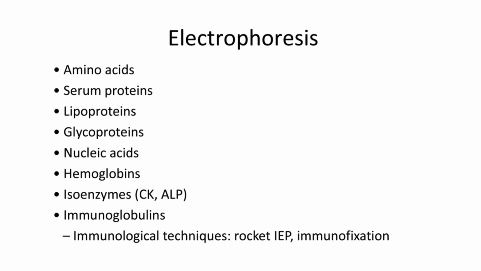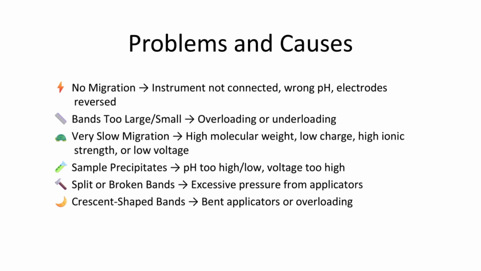In summary, electrophoresis is a versatile technique that separates molecules by charge and size, using different media and methods, and plays an essential role in protein, nucleic acid, and immunological analysis. When performing electrophoresis, several problems can occur that lead to errors in the results.